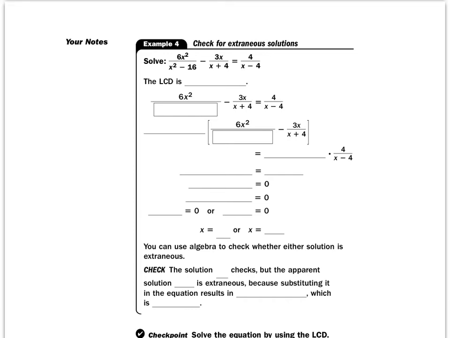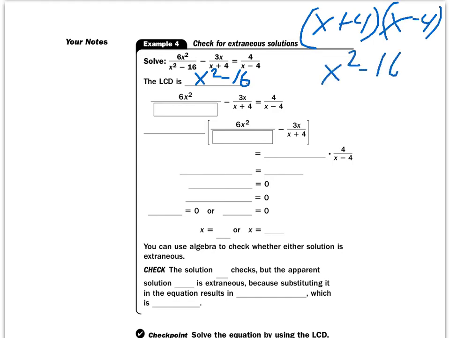The only good thing that this problem has is a least common denominator of x squared minus 16. I hope everybody sees that x plus 4 times x minus 4 is x squared minus 16. That's the difference of squares we learned in Algebra 2A. So if I turn that into x plus 4 and x minus 4, I'm going to multiply both sides, the whole side, by x plus 4 and x minus 4.